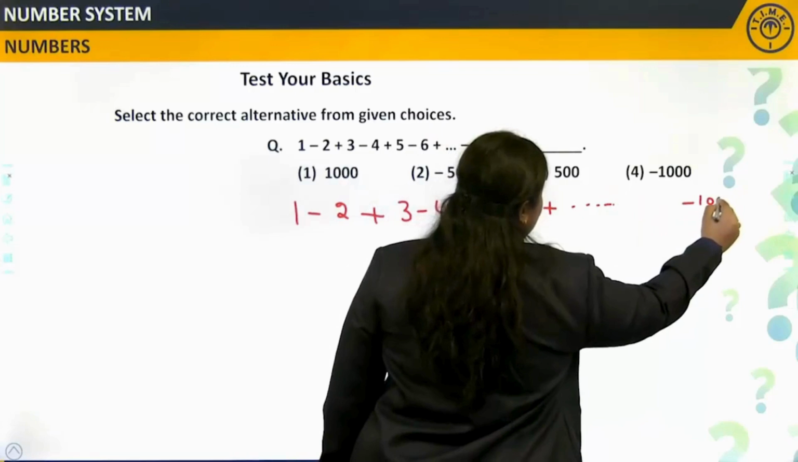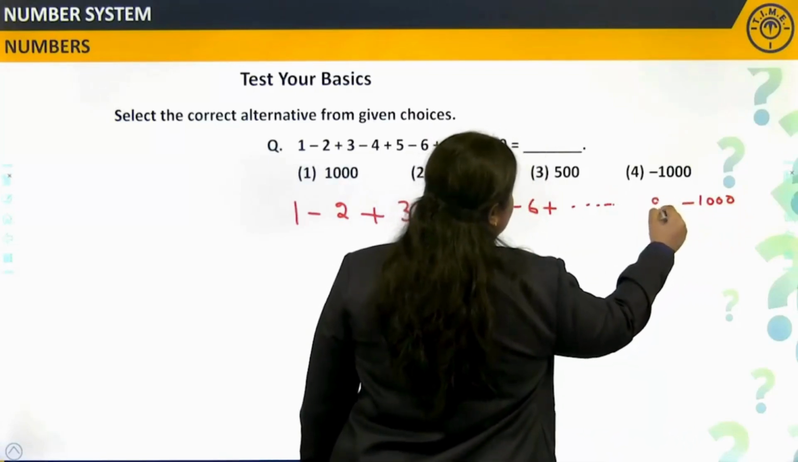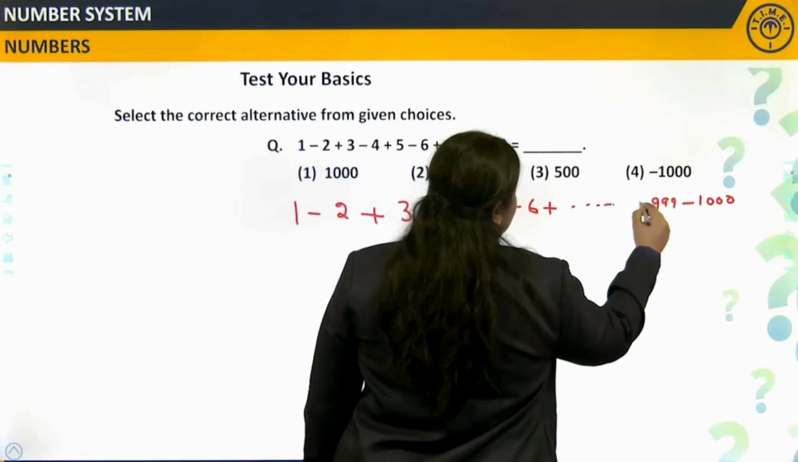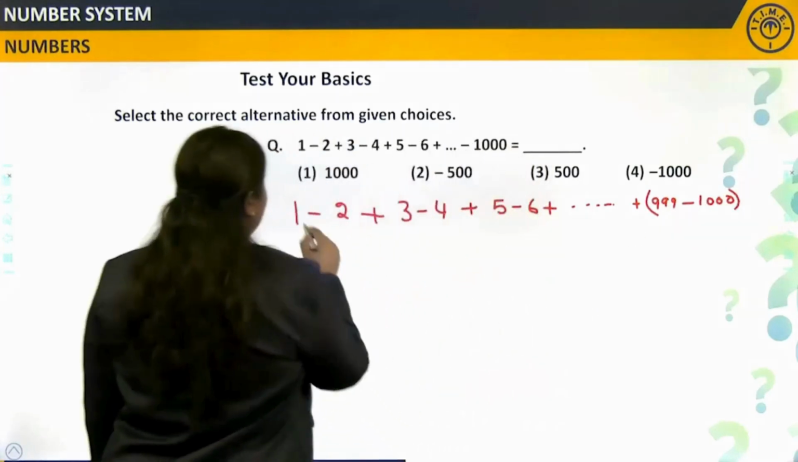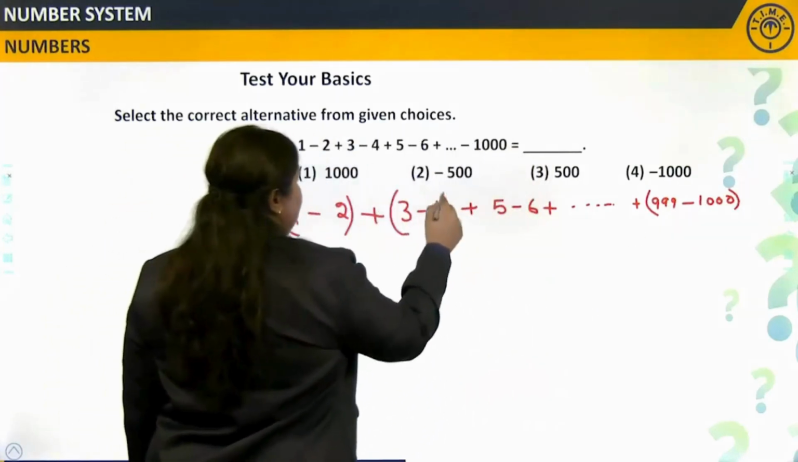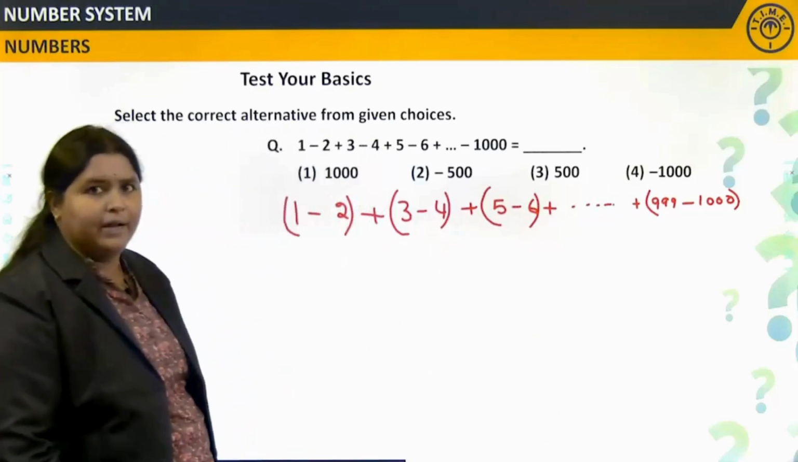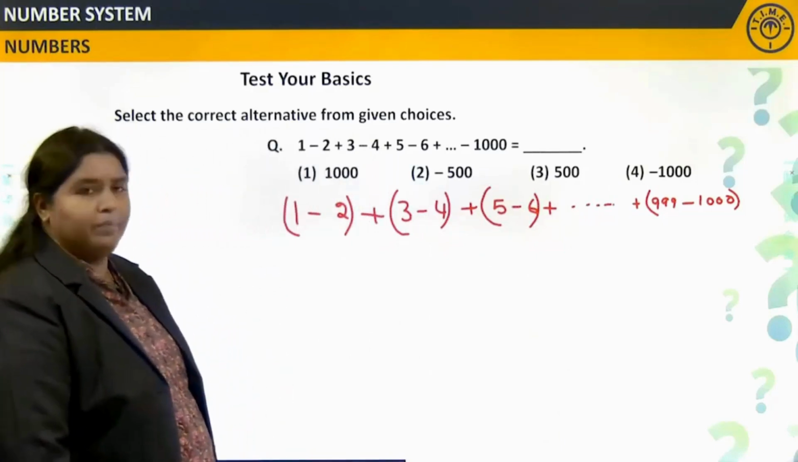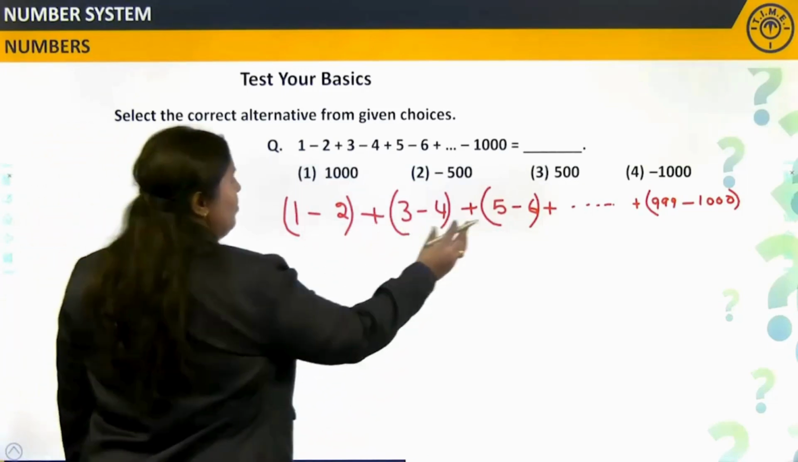Minus 1000. So what should have been the one before that? 999, right? Plus. So what I am basically doing is combining the first two, second set, third set, up to the last one. Why am I doing that? Because we will get the same value with every pair.